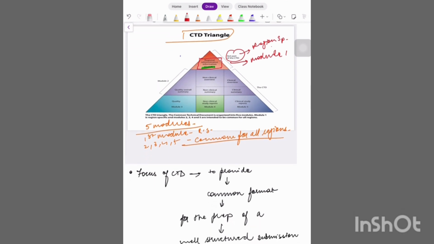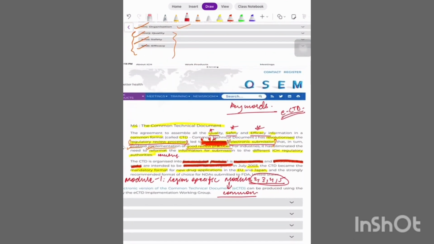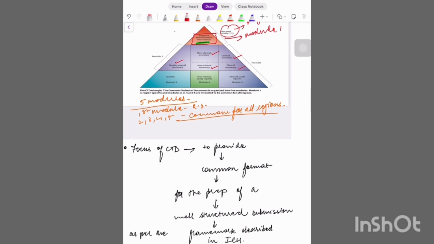Now this is module 2. Now module 2, although we'll also look at in detail in the coming slides, but let's have it. I gave you the example here, so let's study here only. Module 2 has quality overall summary. It has non-clinical overview and non-clinical summary. It has clinical overview and clinical summary. So this is module 2. Then there is module 3, in which we will talk about everything regarding quality.